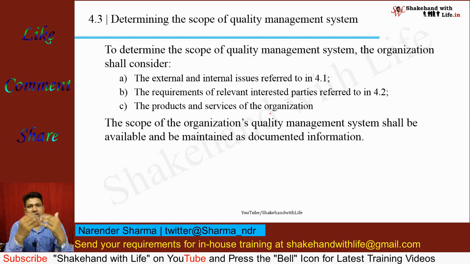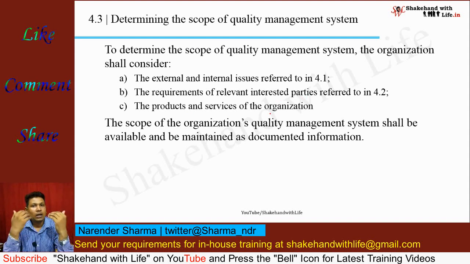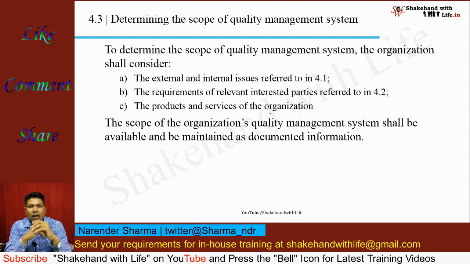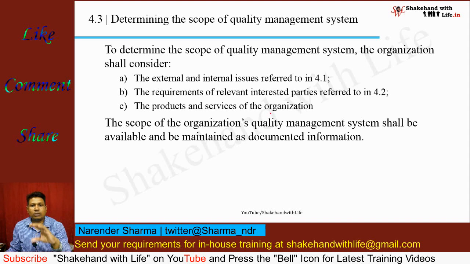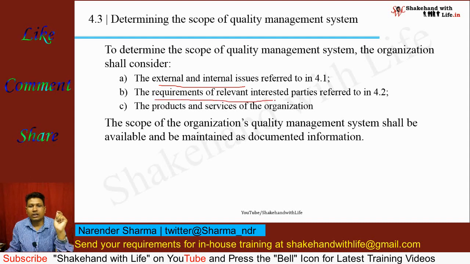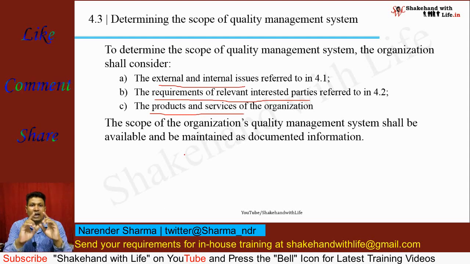The product the organization is manufacturing or the service the organization is delivering in the market. Therefore, the scope of the quality management system depends upon the external and internal issues, requirements of the relevant interested parties, and the products and services the organization is manufacturing or delivering. The scope of the organization's quality management system shall be available and be maintained as documented information. The scope of the organization must be available in the documented information, and it should be maintained properly, and it should be available in a documented format.